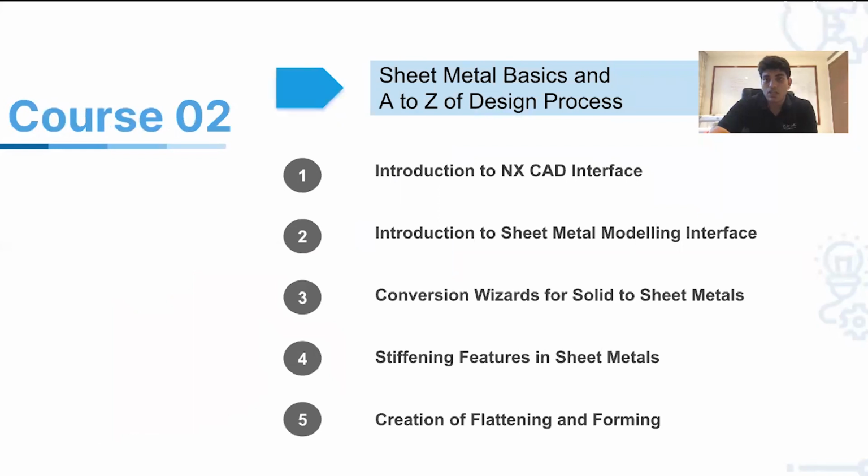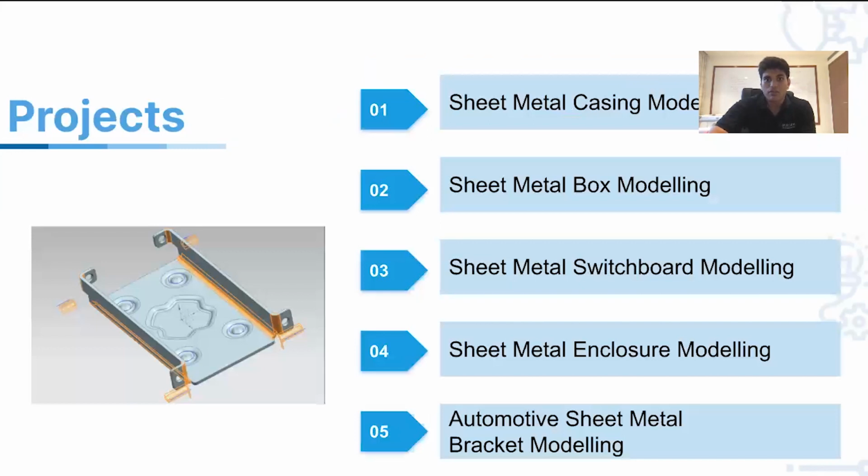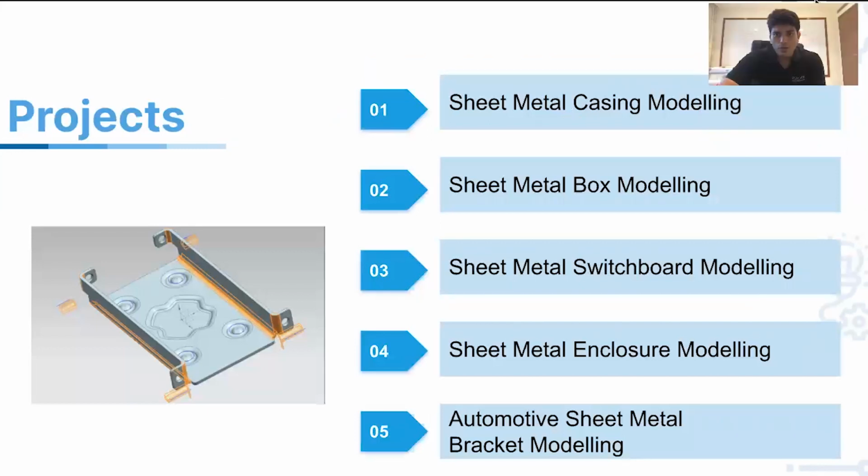The second coursework introduces you to sheet metal design, where you basically understand all the different processes that go into designing a sheet metal. Again, we are big believers in project-oriented courses. So here you will basically work on 5 projects. You will work on a sheet metal casing modeling, sheet metal box modeling, sheet metal switchboard modeling, enclosure modeling using sheet metal, and a bracket modeling for an automotive component. Right? These are the 5 projects that you will be working on. This particular coursework is to provide you an introductory knowledge of sheet metal design.